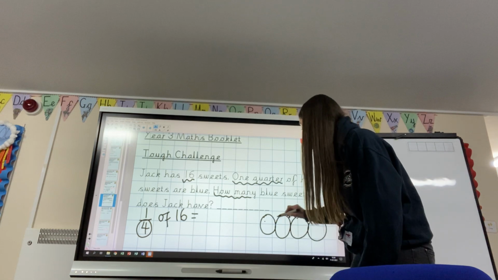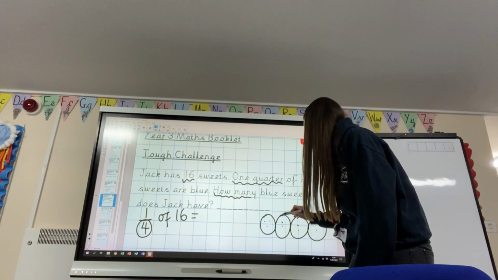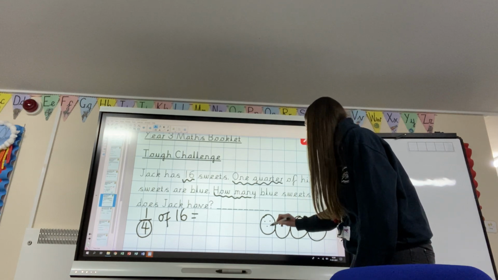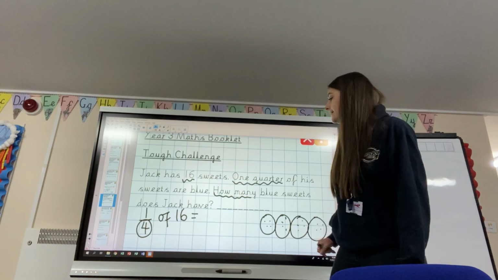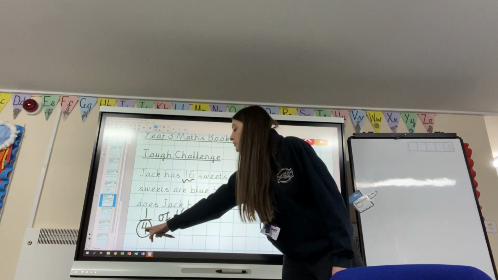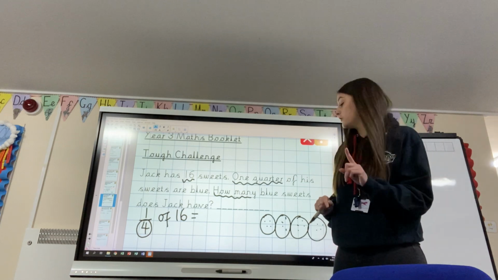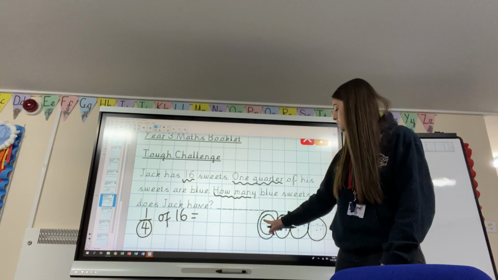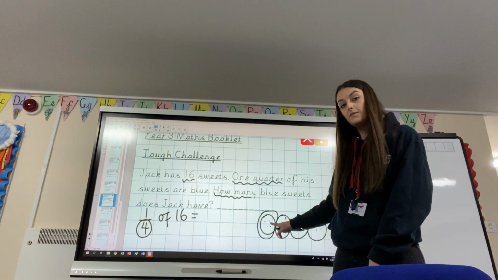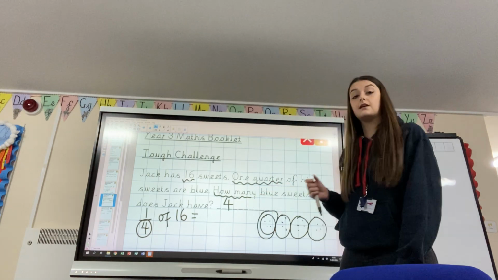between them. So that's 1, 2, 3, 4, 5, 6, 7, 8, 9, 10, 11, 12, 13, 14, 15, 16. I've shared them out equally. Now, I only want 1/4 and my numerator is telling me I only want one of those groups. How many sweets is in just one of those groups? 1, 2, 3, 4. So that is my answer. 4 of Jack's sweets are blue.